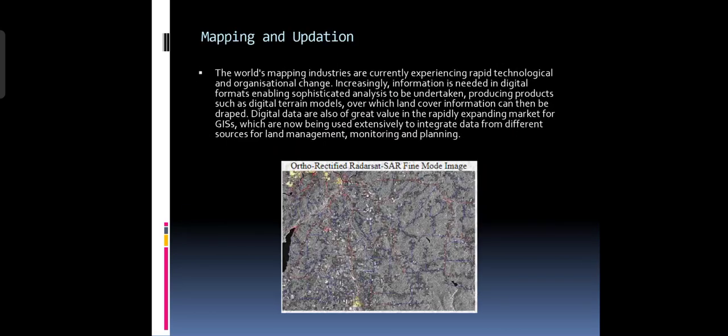Then, mapping and updating. The world mapping industries are currently experiencing rapid technological and organizational change. Increasingly, information is needed in digital formats, enabling sophisticated analysis to be undertaken, producing products such as digital terrain models over the land, over which land cover information can then be draped. Digital data are also of great value in the rapidly expanding market for GIS, which are now being used extensively to integrate data from different sources for land management, monitoring and planning.